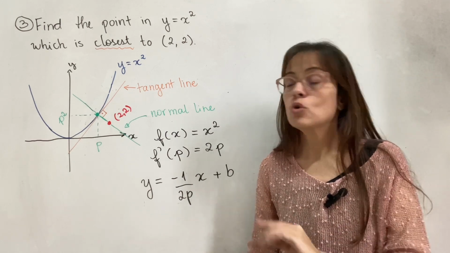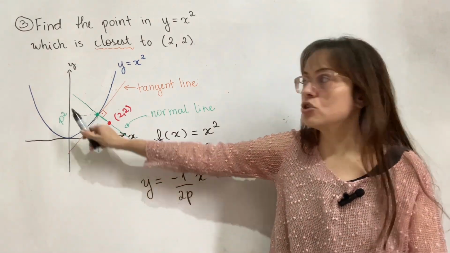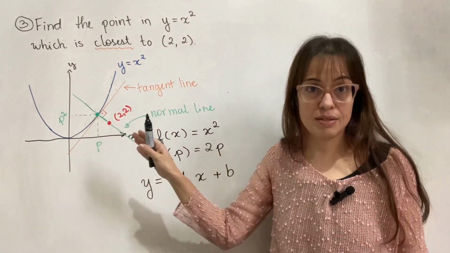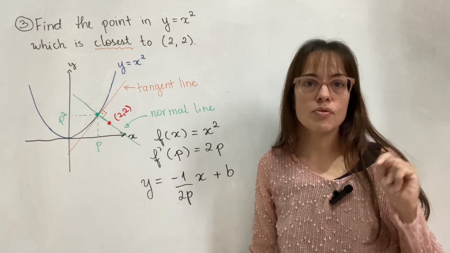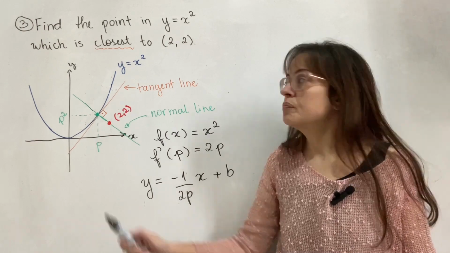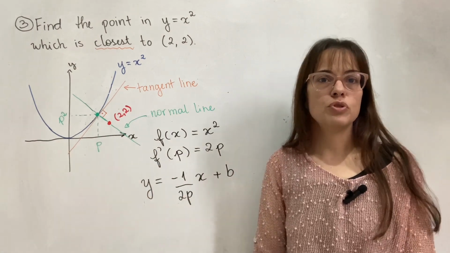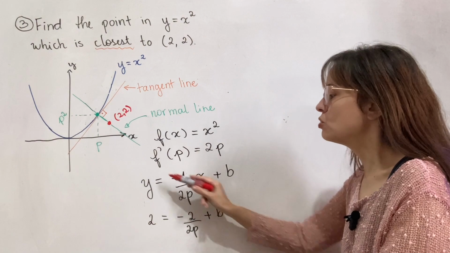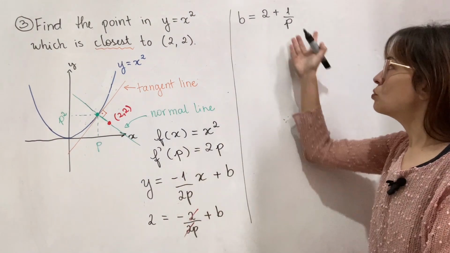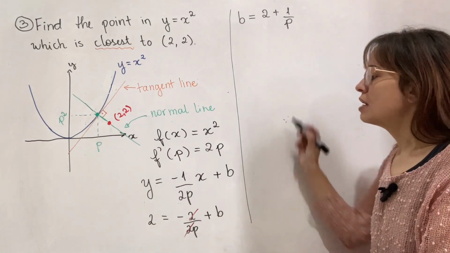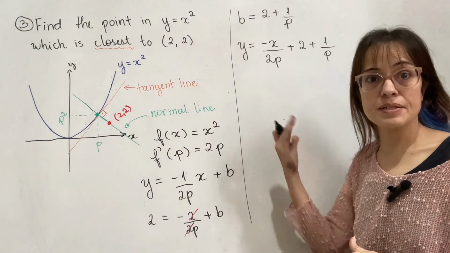In this case, we don't know what the coordinates of the point in the function that make this normal line are. That's what we're looking for. We don't know it. But we do know one other point in that normal line. It is the point 2, 2. So that is the point that I'm going to substitute here. So x is 2, y is 2. This 2 cancels with that 2. So b is 2 plus 1 over p. And plugging that back into the equation of the normal line, we get this.